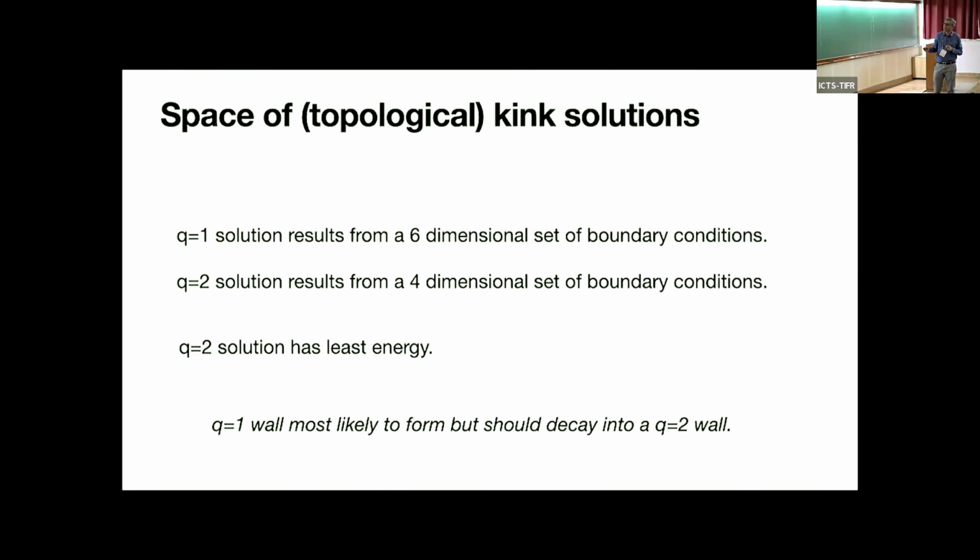So from this, it seems that what's going to happen when you have this GUT phase transition is that you'll form a Q equal to 1 wall network that will then decay into a Q equal to 2 wall network. So one type of wall will start decaying into the other. So then you have to worry about the consequences of that.